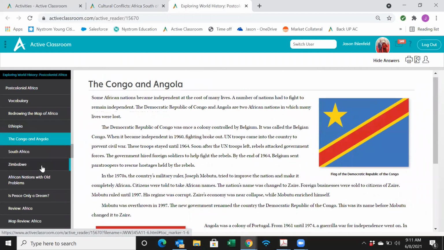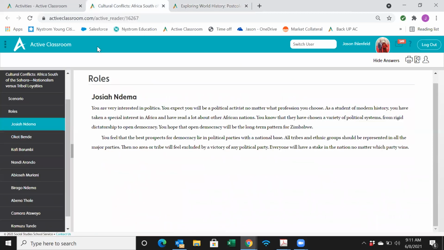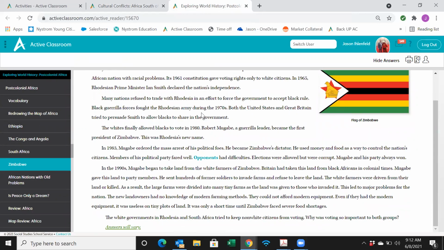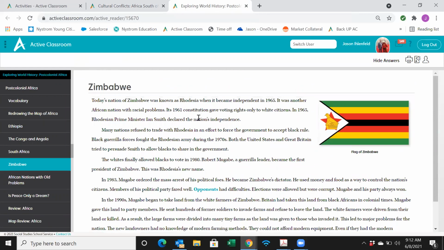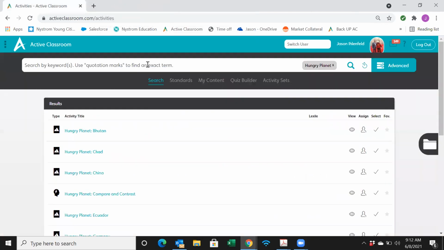The reason I selected this one is because the Cultural Conflicts over here has to do with Zimbabwe. And so this one here gives the students a little bit of background on Zimbabwe. It talks about Robert Mugabe and how they changed from Rhodesia to Zimbabwe. So I like to pair some of those things up, and I just wanted to mention some of those and throw those out there. Any questions for me before I move on to 8th grade US history?